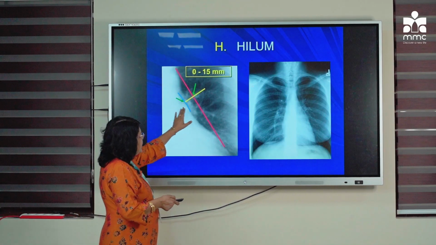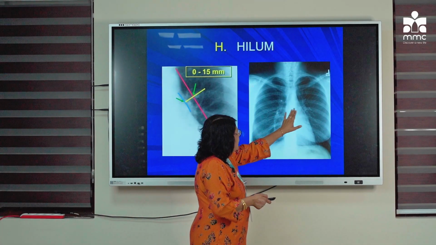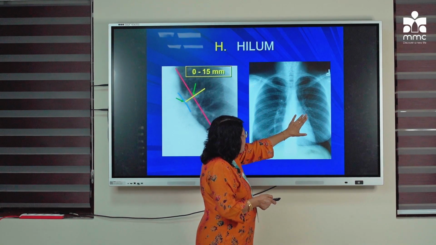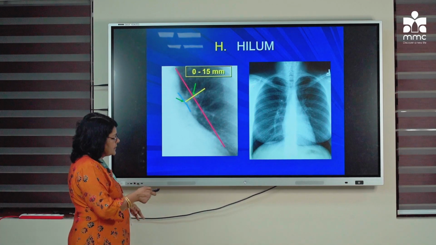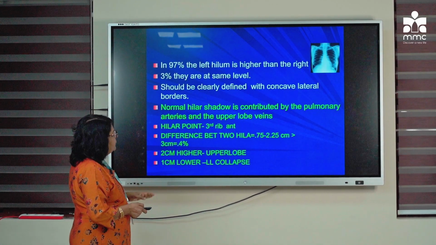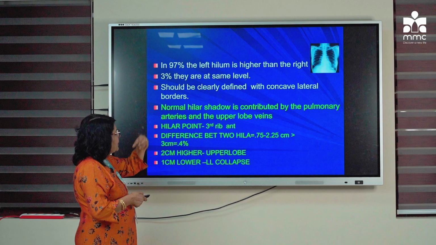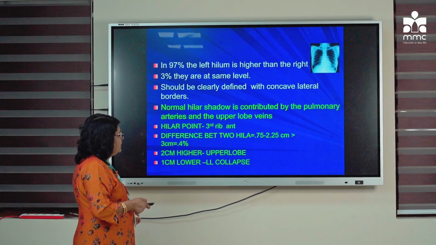H stands for the hilum. Always the hilum will be concave. Normally the left hilum is at a slightly higher level and the right hilum at a lower level, and the bone density should be equal. If it is higher, it indicates a pull from above. If it is lower, a pull from below.